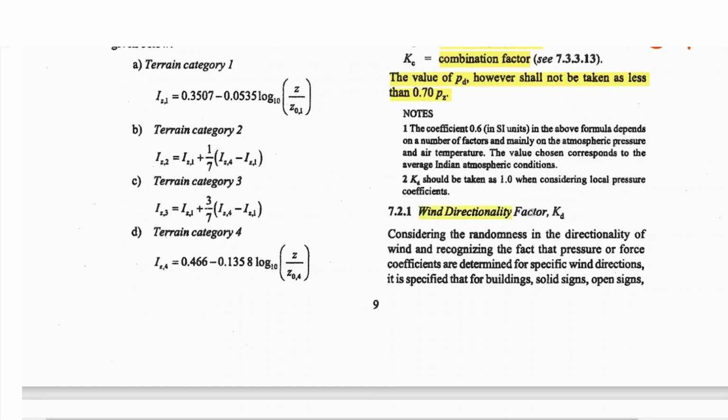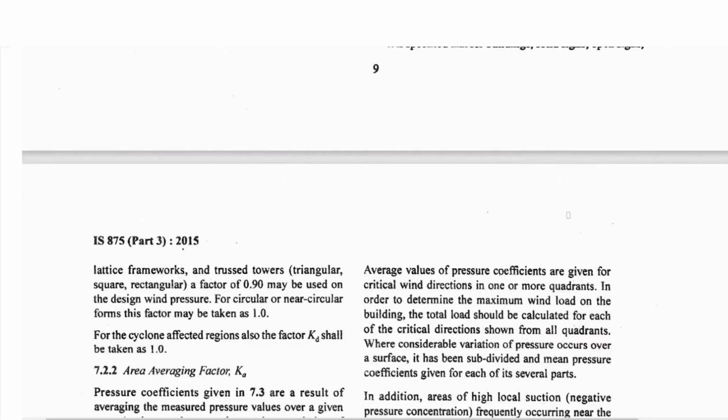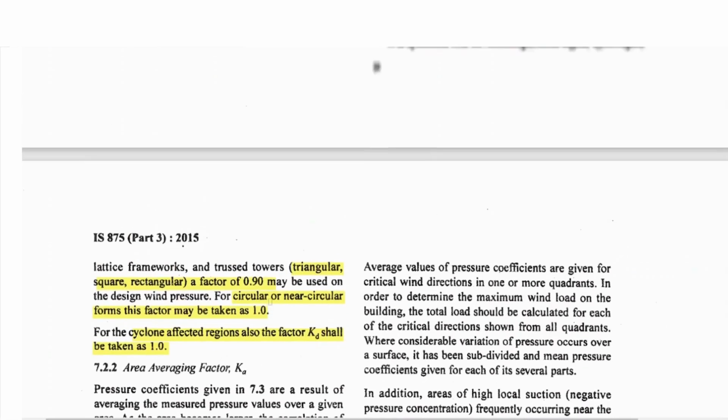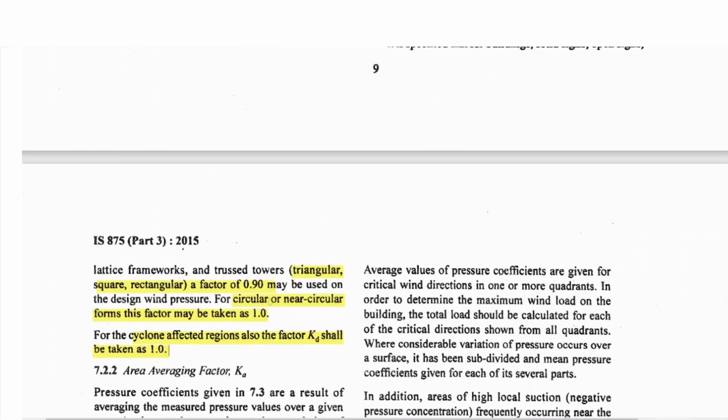So here it is, Kd. It depends on the shape of the structure. If it is triangular, square or rectangular, then the value of Kd shall be 0.9, and if it is circular or near circular, then Kd should be taken as 1. If the structure is in a cyclonic affected region, then Kd shall be taken as 1, irrespective of the shape of the structure. So this is how we calculate the value of Kd.